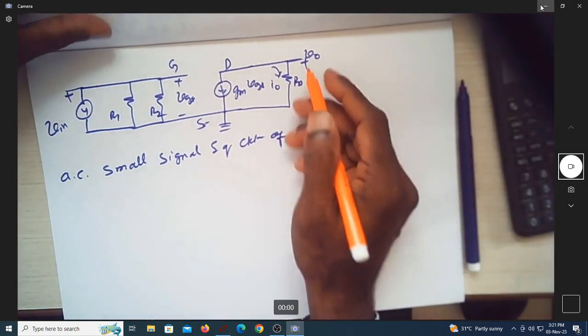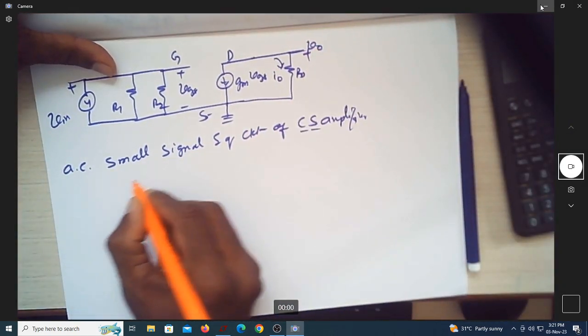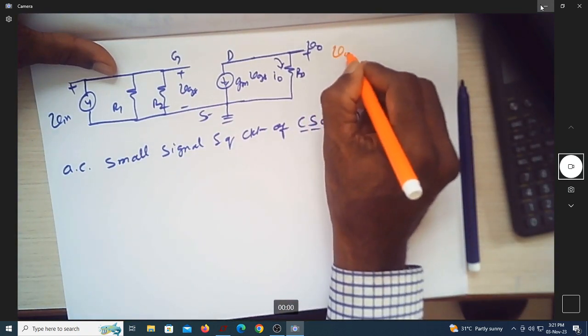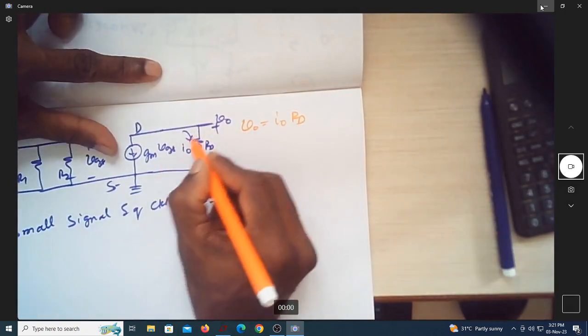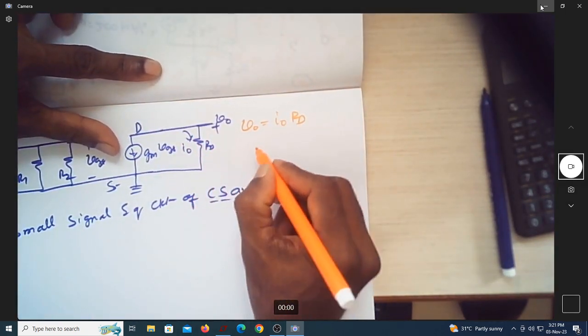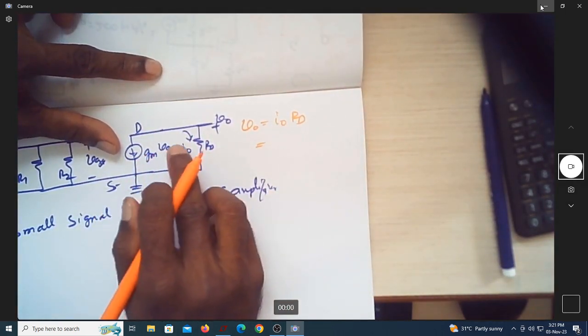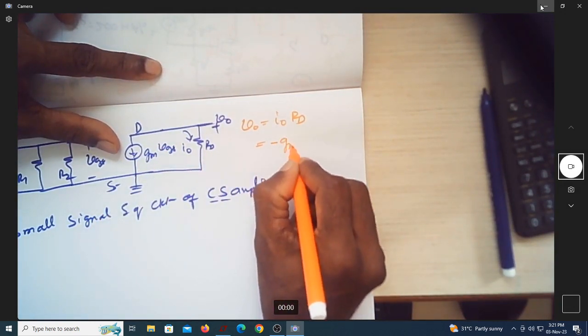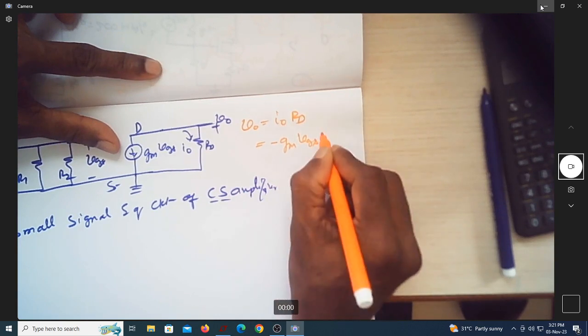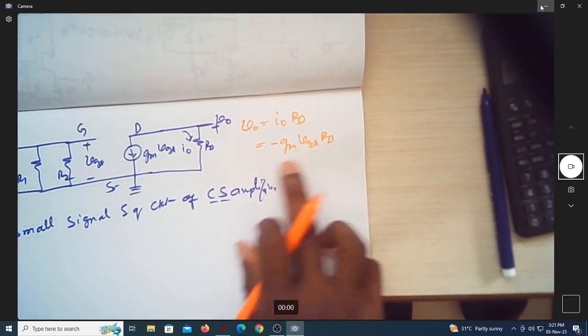Now let us try to find out the expression for V0. So what is the V0 expression? It is I0 into RD. It is current flowing through this resistor multiplied by resistance. So this I0 is nothing but in the opposite direction of gm into VGS. So it is minus of gm into VGS into RD. So this is what I have.